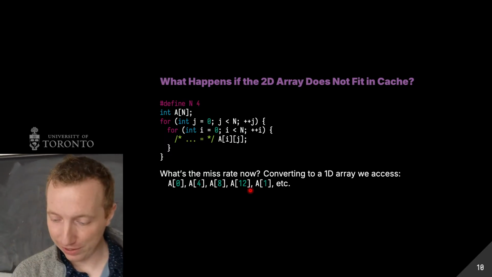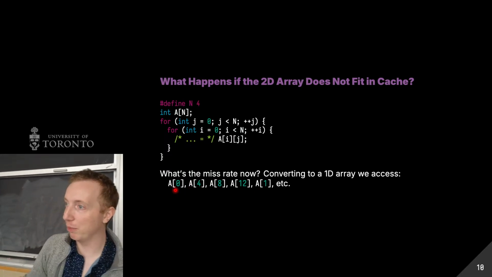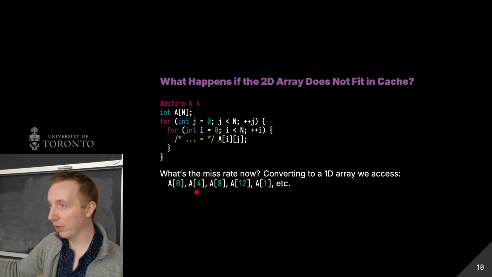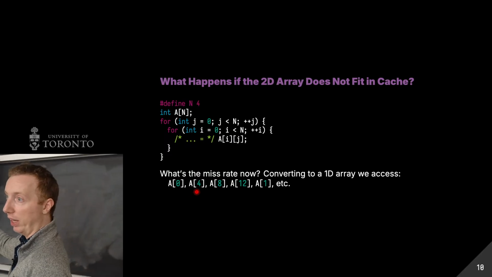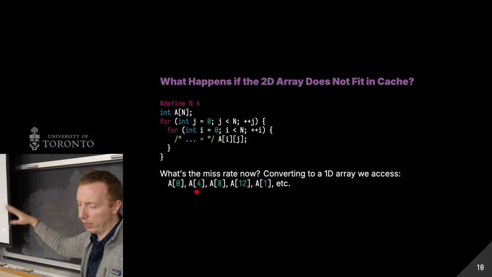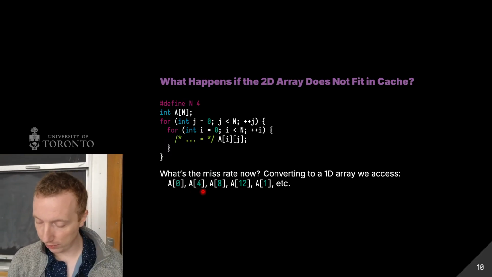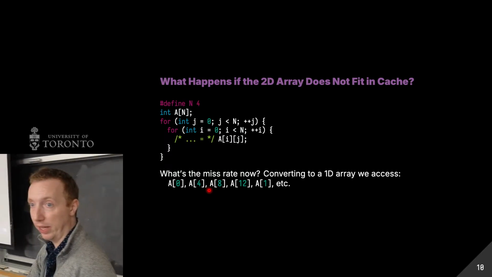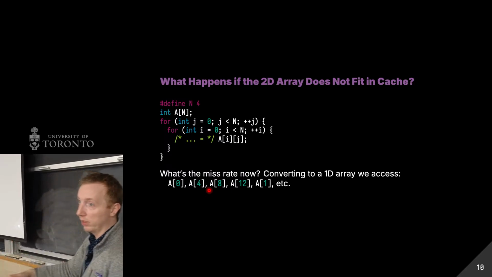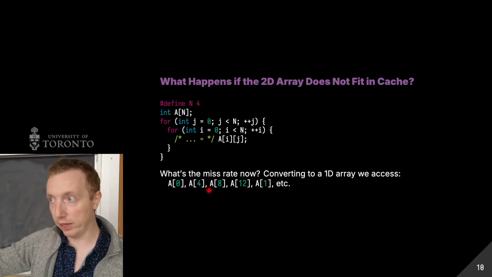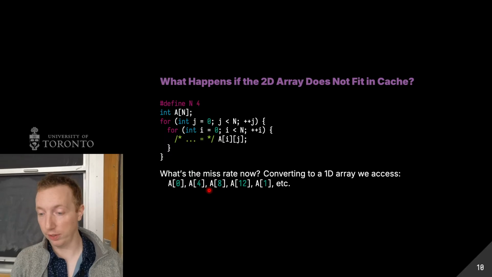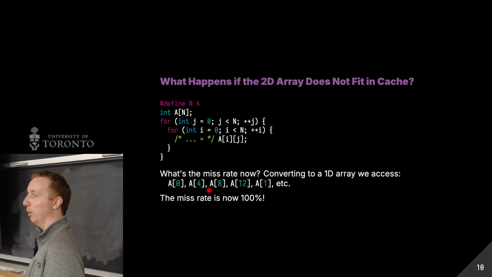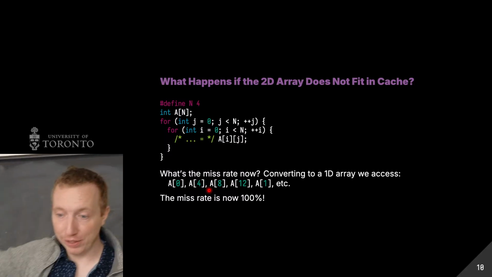So I access A0, that would bring into cache A0 and A1. Then I access A4, that's a miss. I would bring in A4 and A5 into cache, again assuming the whole thing is cache aligned. Then I access A8, I have to kick out A0 and A1 and put in A8 and A9, etc. So our miss rate now is 100%. Whoops. So definitely something you want to avoid.